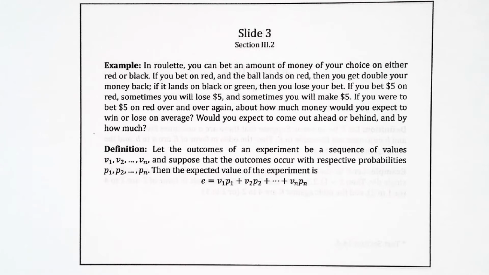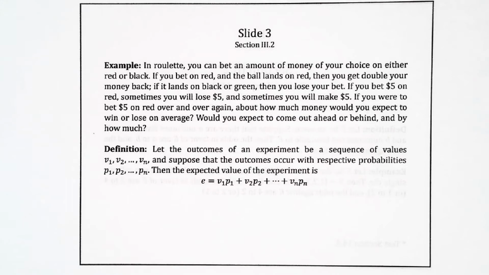So in roulette, you can bet an amount of money of your choice on either red or black. Yeah, there's more things to do than that, but we'll keep it simple. If you bet on red and the ball lands on red, then you get double your money back. If it lands on black or green, then you lose your bet. So for example, if you bet $5 on red, sometimes you'll lose $5, sometimes you'll make $5. If the ball lands on red, then you'll get your $5 back plus an extra $5. If it lands on black or green, you just lose the $5 that you put down.